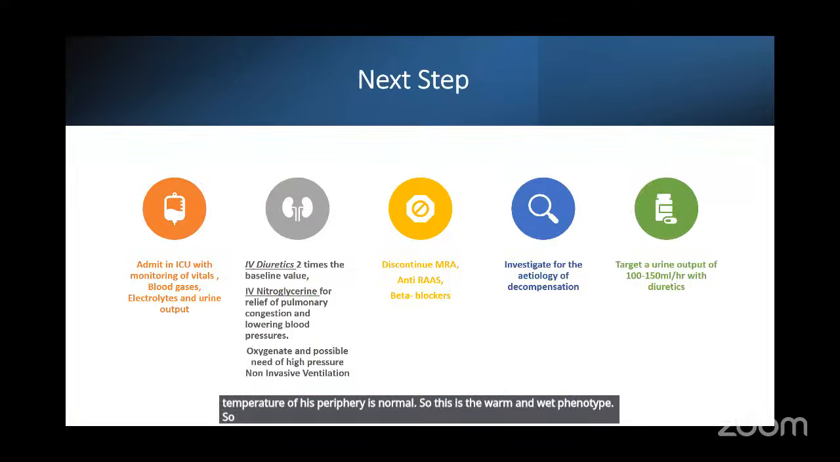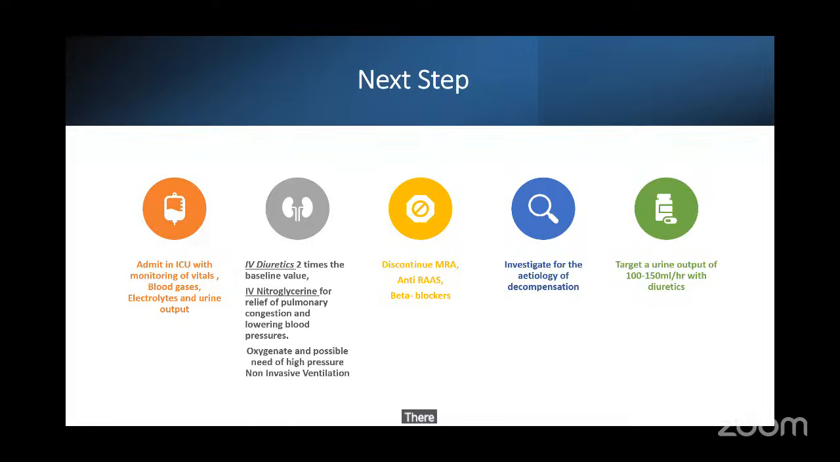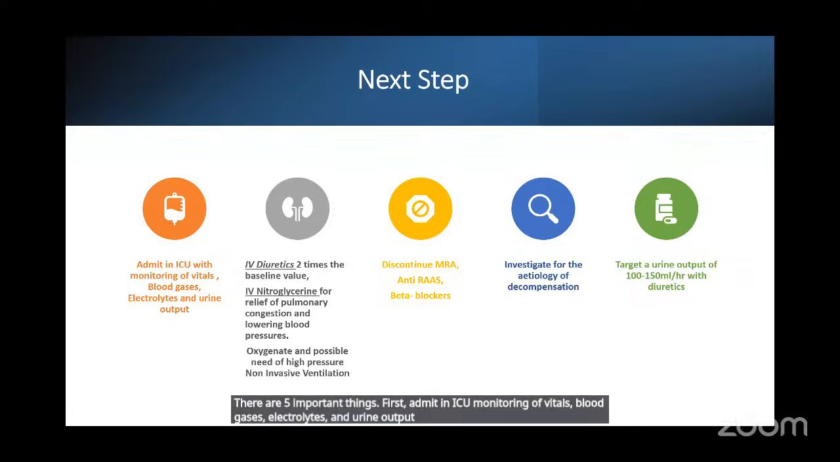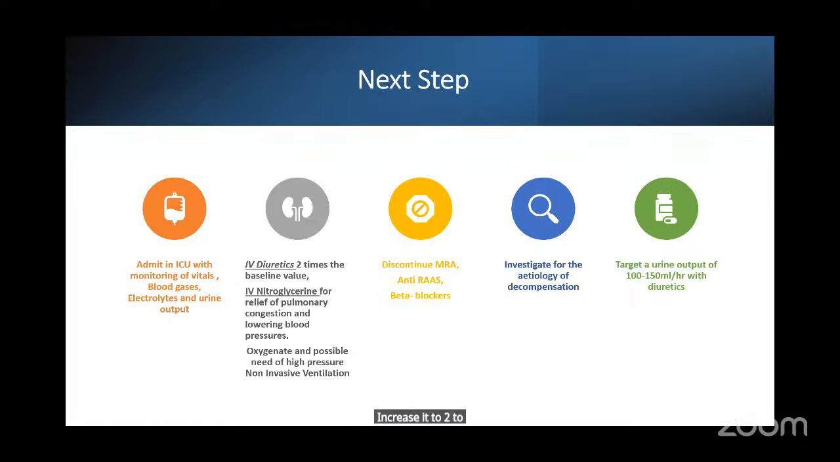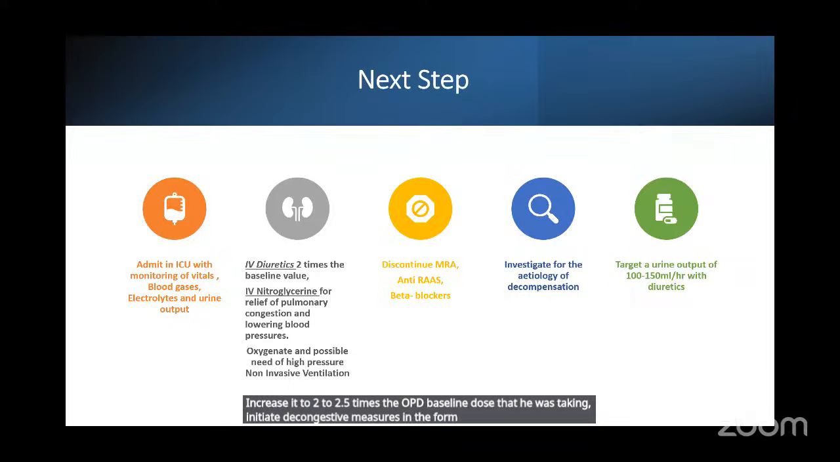So how do we approach? There are 5 important things. First, admit in ICU, monitoring of vitals, blood gases, electrolytes, and urine output. Second, increase the dose of diuretics. Increase it to 2 to 2.5 times the OPD baseline dose that he was taking. Initiate decongestive measures in the form of IV nitroglycerin to decrease the pulmonary capillary wedge pressure. Oxygenate our patient and possibly consider non-invasive ventilation for management of pulmonary edema.